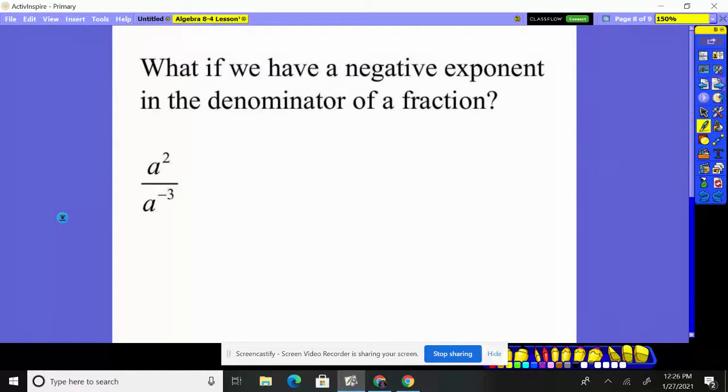Now, what if we have a negative exponent in the denominator of a fraction like this? Well, he's got to move. Where's the only place he can move? He moves to the top. So this is a squared. That a to the -3 is going to move up here with him, which then just gives you a to the 5th. So wherever you have the negative exponent, he's going to move. If he's in the top, he moves to the bottom. If he's in the bottom, he moves to the top.